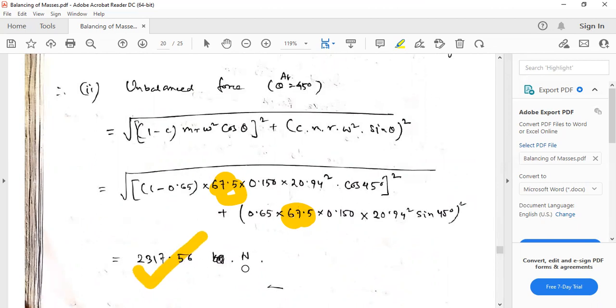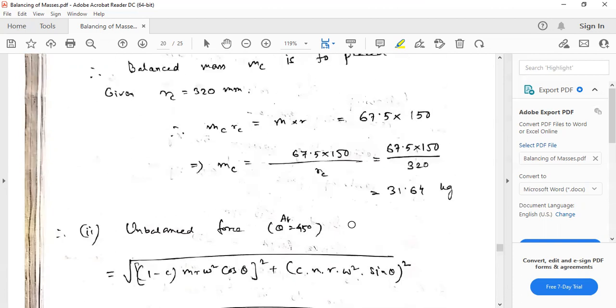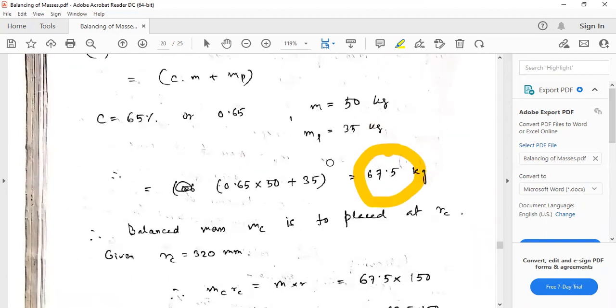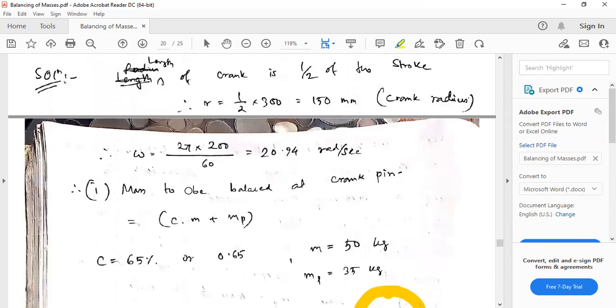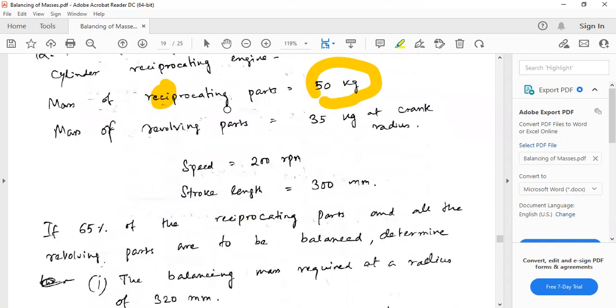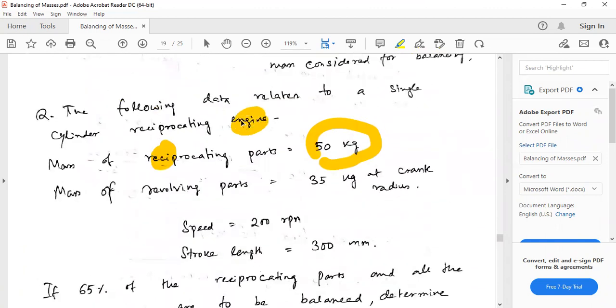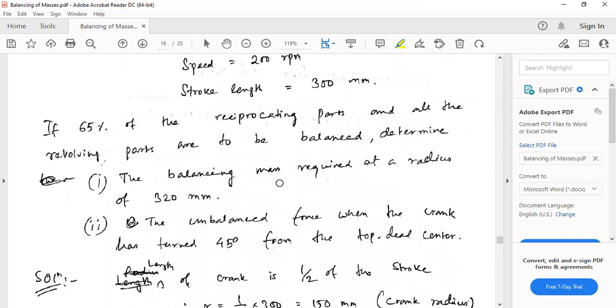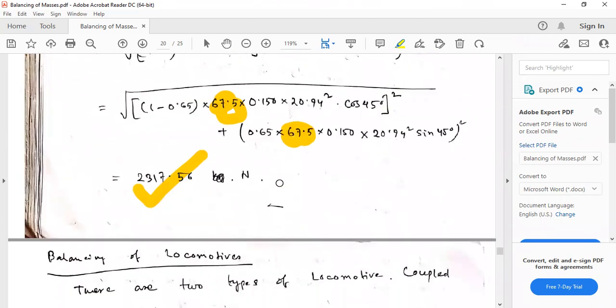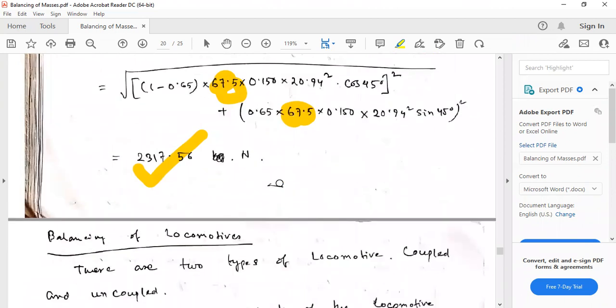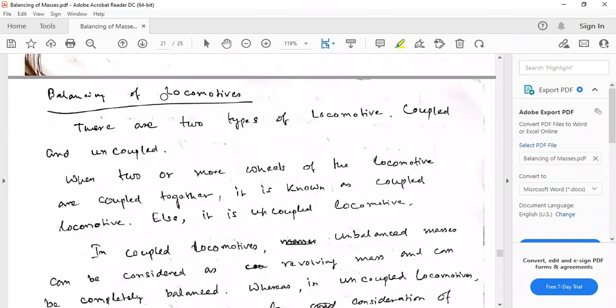This is the force that we need to balance. By placing this mass at a distance of 320 mm, we will get an equivalent opposite force to this, so that we can ultimately balance the entire reciprocating engine. This is how we balance reciprocating engines. This is one example. In the next lecture, we will go to the balancing of locomotives.